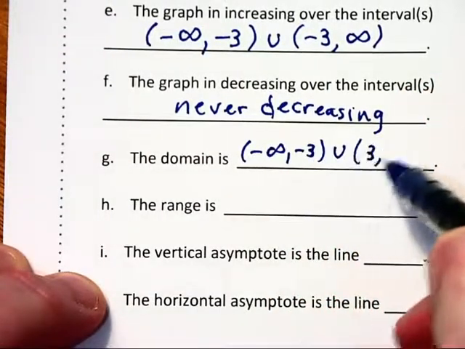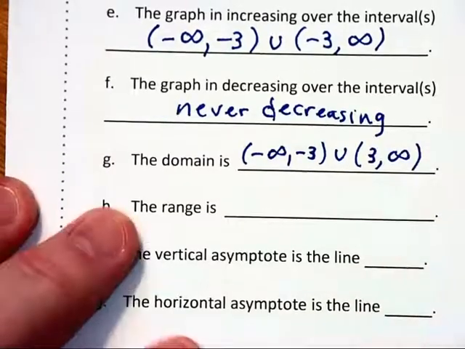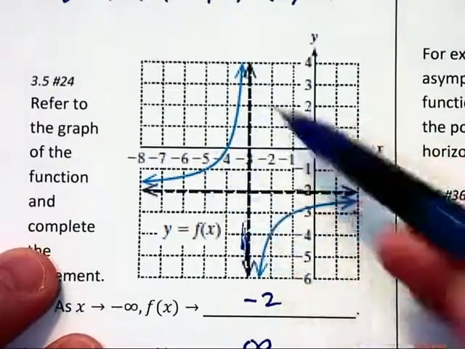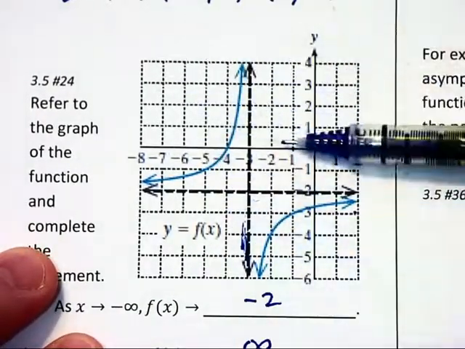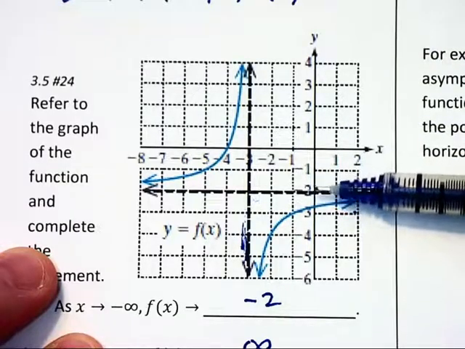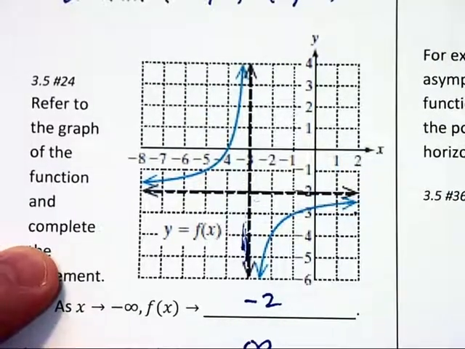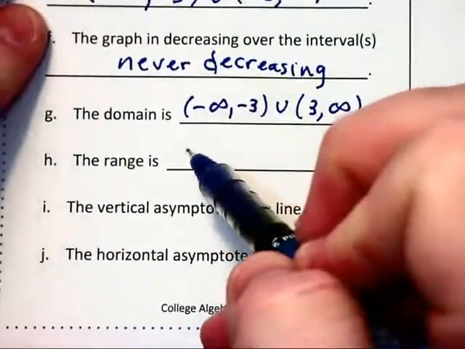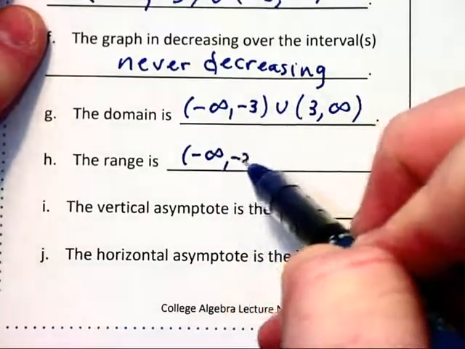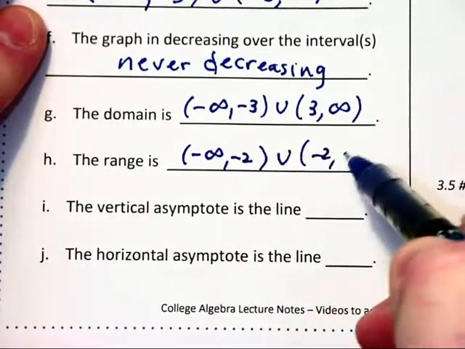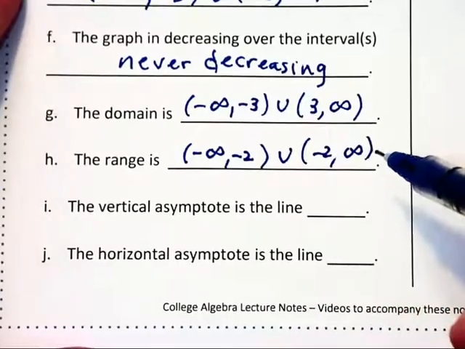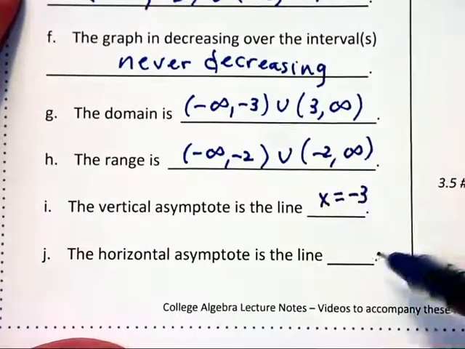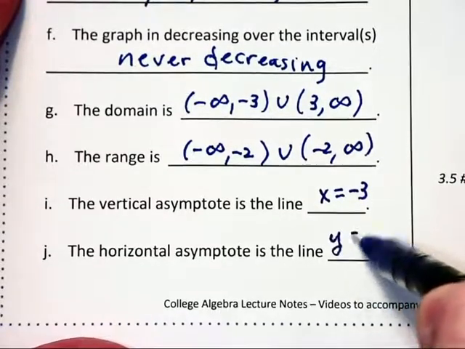union negative 3 to infinity. The range, the y values that are assumed by the function. The graph goes up forever, it goes down forever. Here's our horizontal asymptote, y equals negative 2. That is never assumed as a y value, so we will have to exclude negative 2. The range is negative infinity to negative 2, union negative 2 to infinity. The vertical asymptote is the line x equals negative 3, and the horizontal asymptote is the line y equals negative 2.